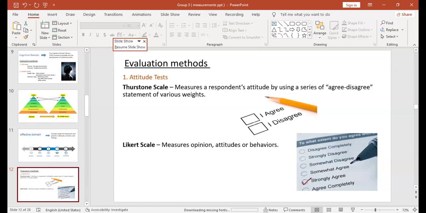It is used to quantify the attitude of people being surveyed using a format of agree and disagree statements. In the picture you can also see that. And second one, you can see the Likert scale. This is a rating scale used to measure opinions, attitudes, or behavior. It consists of a statement or question followed by a series of 5 or 7 answer statements. There you can also see a picture.